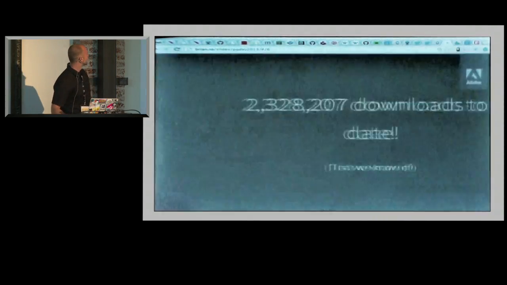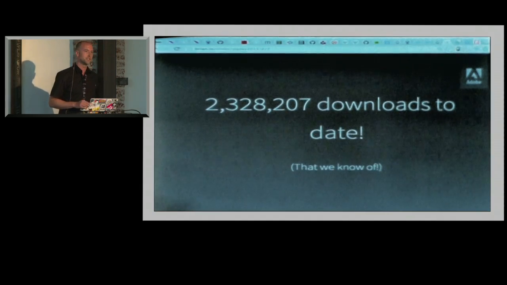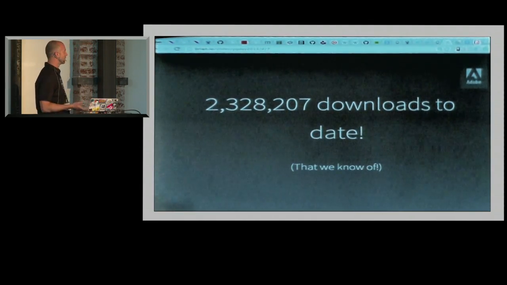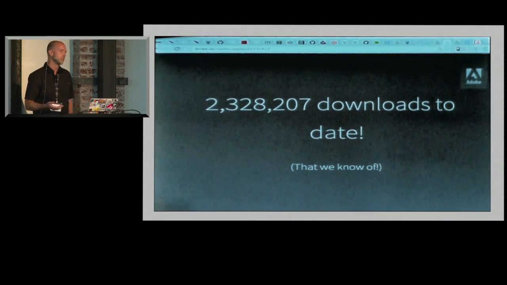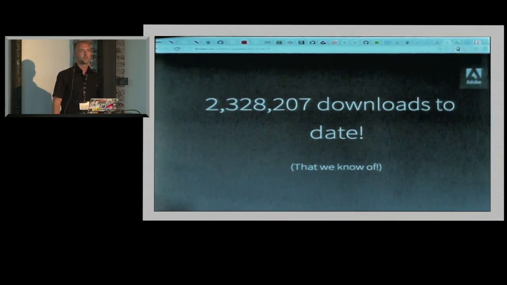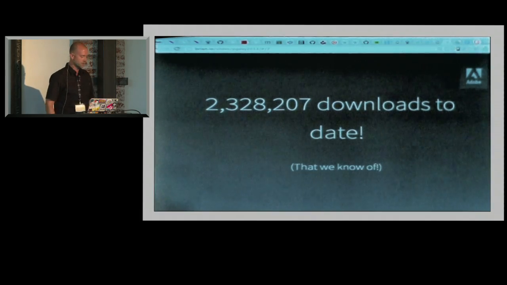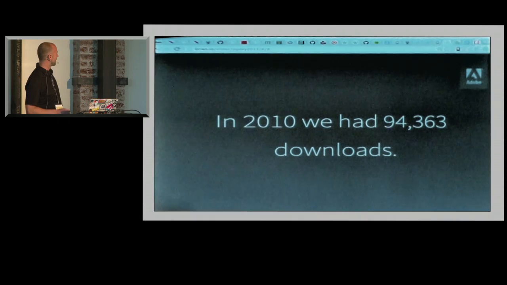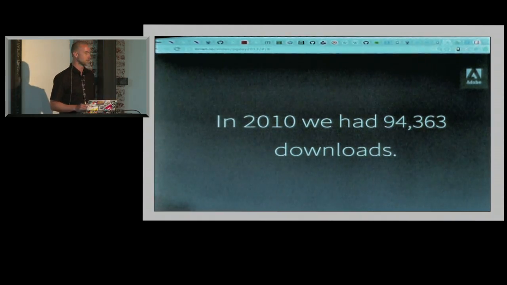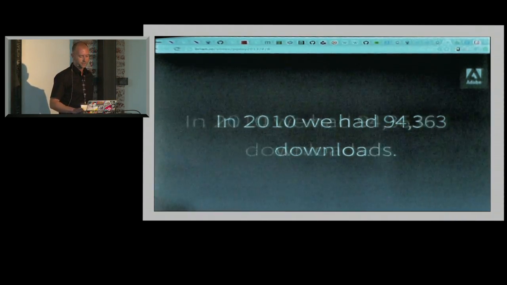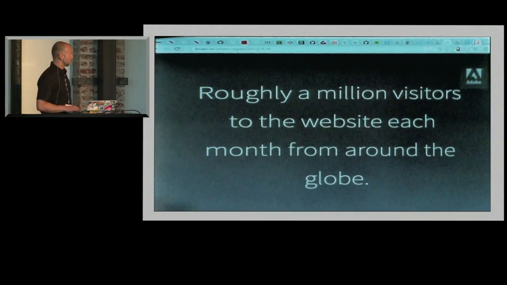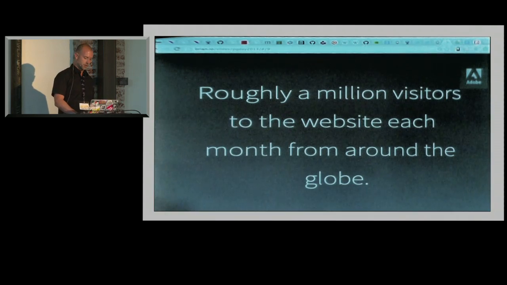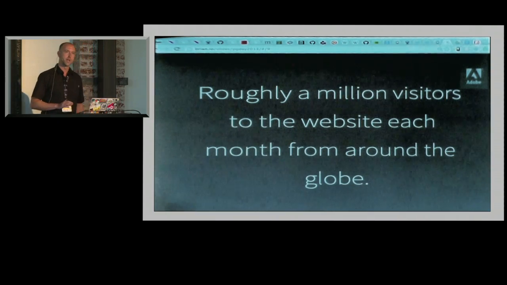So some numbers. We've had over 2 million downloads to date. We don't actually know how many times we get downloaded because we only track what we download. We don't track things like people forking PhoneGap. So we know there's a lot of people that use it, which is crazy awesome. For some context, we had about 100,000 downloads in 2010. We're getting that every month. Getting roughly 1 million visitors to the website every month, and this is a huge opportunity for you guys as app developers building PhoneGap applications.